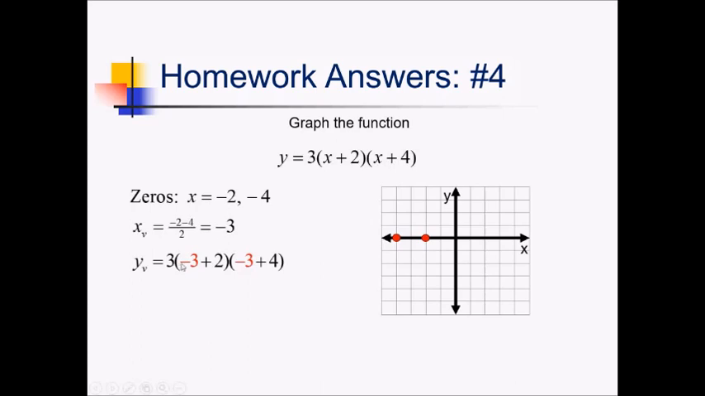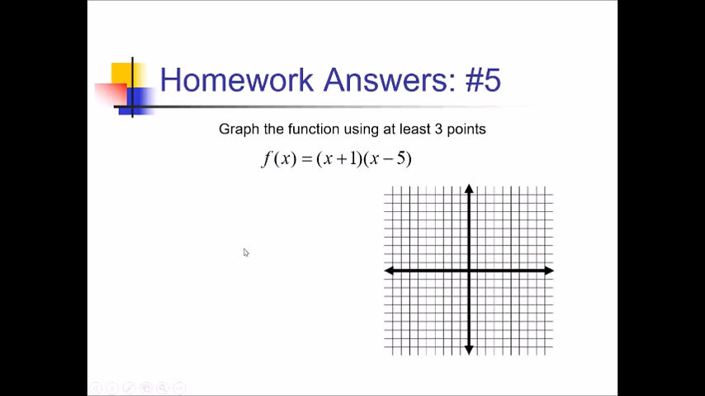So now we have -3 plus 2 is -1. -3 plus 4 is +1. So that's -1 times +1, which is -1. And then multiplying that by +3 gives us a grand total of -3. So we have the point -3, -3 for the vertex. So we're going left 3, down 3 for that. And then draw the parabola through those dots.